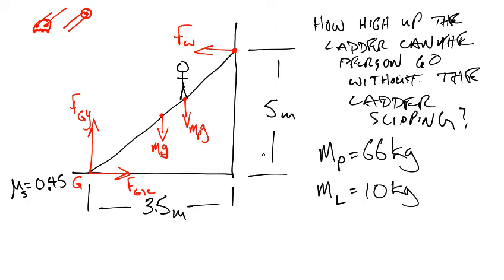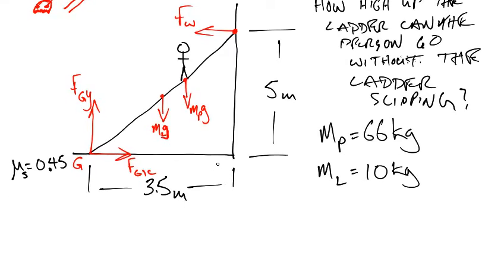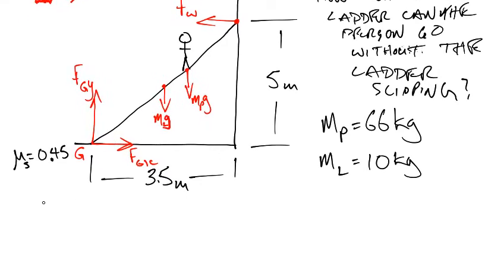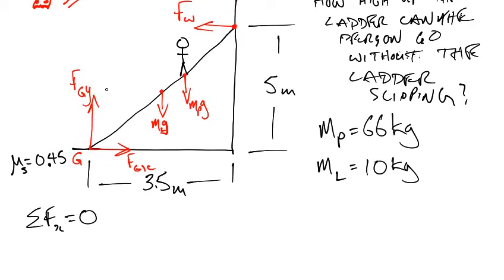What we need to do now is once again start out with our equations. Summation of the forces in the x direction must equal 0. Let's start with that one. It should be pretty clear that the only two horizontal forces are FGX and FW. So I can say FGX minus FW has got to equal 0, or I can say FGX is going to equal FW.